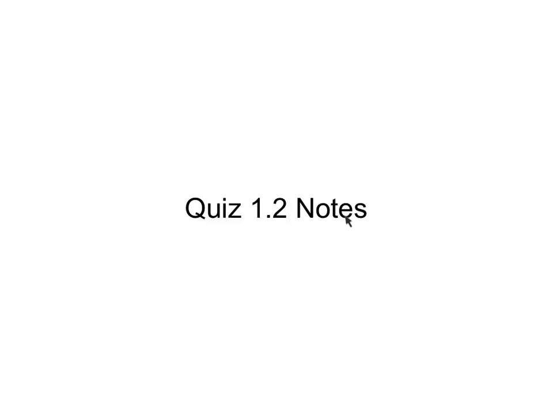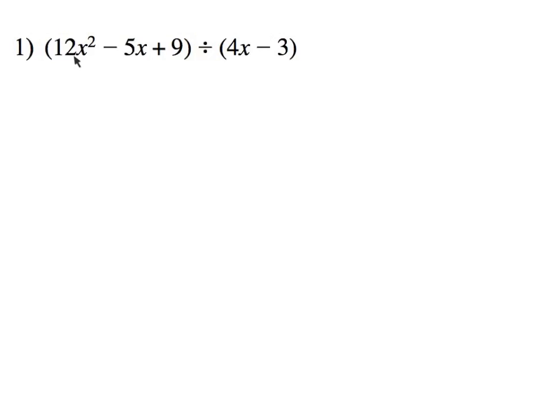Quiz 1.2 notes. All right, we're going to take this trinomial and divide by this binomial. So watch what happens here. We're going to take the 4x minus 3 and divide by the 12x squared minus 5x plus 9. In order to do that, we have to think what times 4x gets rid of the front. So if you think of 4 times 3 gives you 12, and x times x gives you x squared, so that means that it's going to be a 3x.